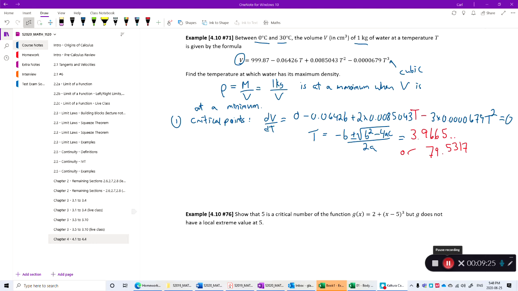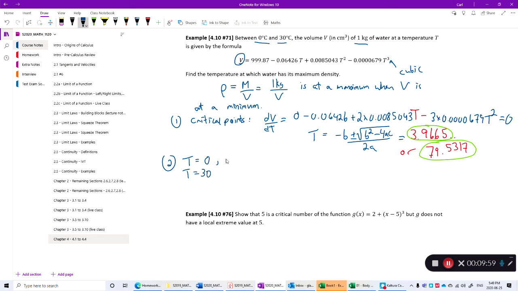All right, so the quadratic formula gives me 2 possibilities. The first one is 3.9665 or 79.5317. I just point out that I had to put this t in here too because I forgot to write the t a few seconds ago. So those are the 2 critical points. Now, what about the endpoints? The endpoints are t equals 0 and t equals 30.